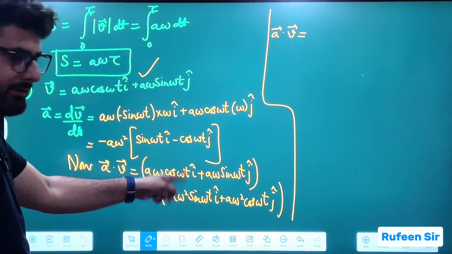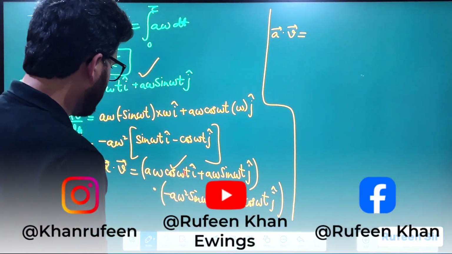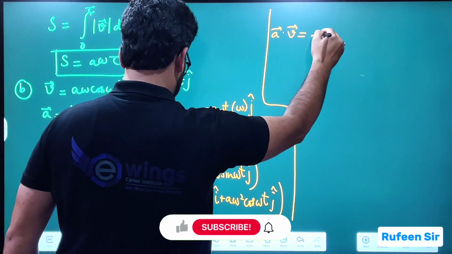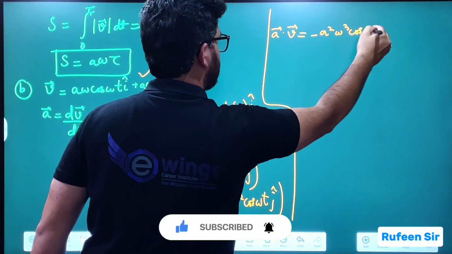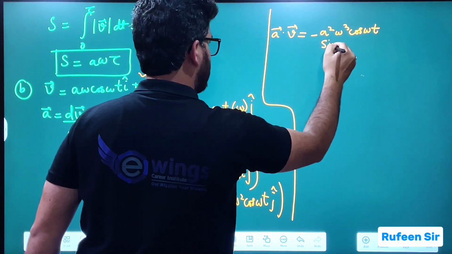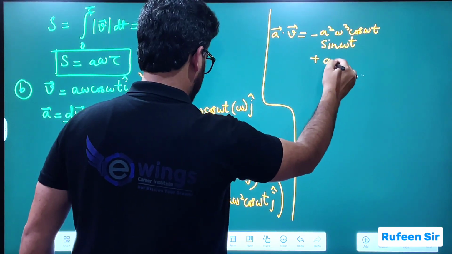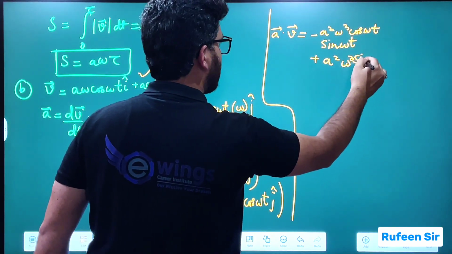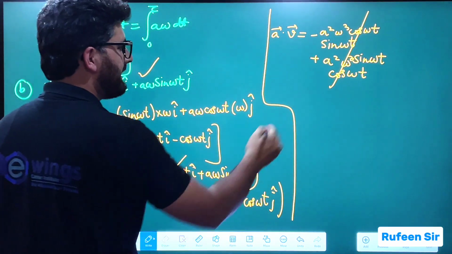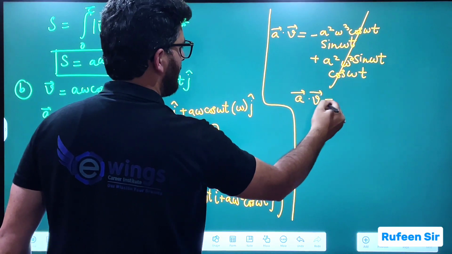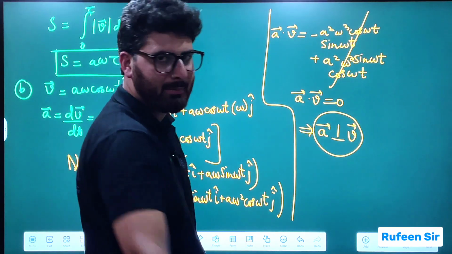The i term is to be treated with i cap, the j cap is to be treated with j cap. Come on, if this is to be multiplied with this, what will it be? We get minus a square omega cube cos omega t sin omega t. This is minus. The second term will be plus a square omega cube sin omega t cos omega t. And if you check, this will become 0. a dot v is 0. What does that mean? The vectors are orthogonal. Acceleration is perpendicular to velocity.